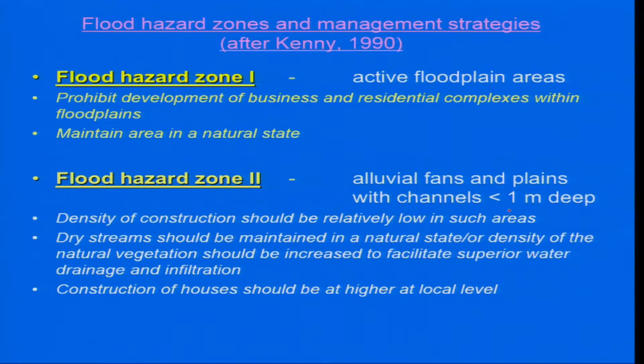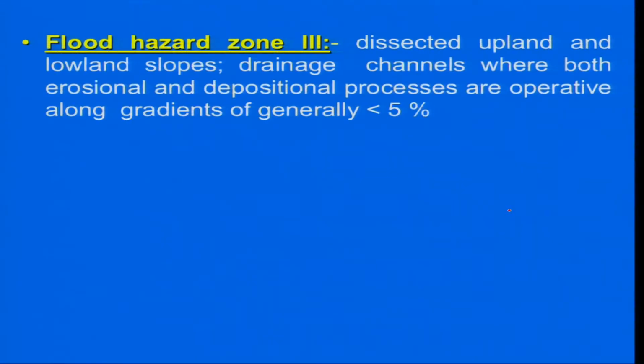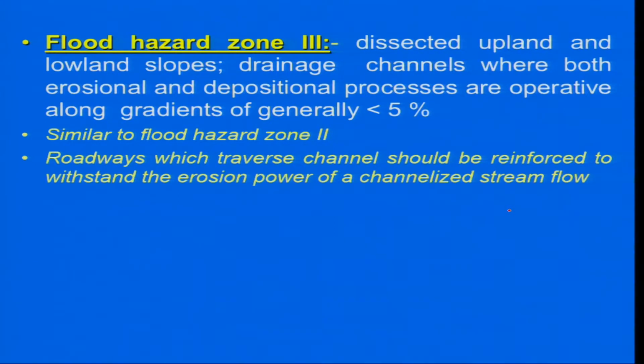such shallower streams. Then coming to flood hazard zone 3, these are the areas which are dissected uplands and lowland slopes, drainage channels where both erosion and depositional processes are operative along gradients of generally less than 5%. Similar to flood hazard zone 1, you can apply those conditions. Roadways which traverse channels should be reinforced to withstand the erosion powers of channelized stream flows.